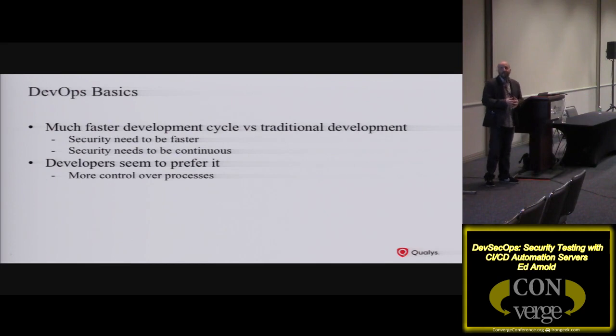So again, it's a much faster development cycle than your waterfalls or your agiles. So with that, security needs to be faster. Security needs to be continuous. A lot of developers seem to prefer it. It's getting spread out over the industry. I believe that's just that they have more control over processes. They're controlling the application code, they're controlling the server, so you don't have the situations anymore where it works on my system, when you deploy it, why doesn't it work anymore? They're really firing these things out with their own builds, frequently with things like Docker and containers. So my demo is actually going to cover doing it in Docker as well.